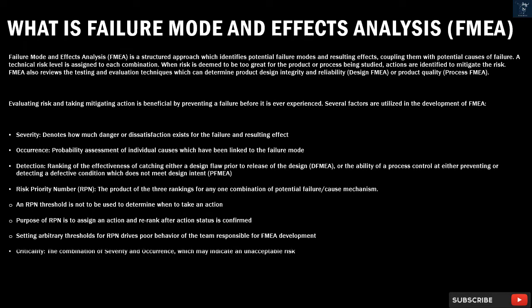Risk priority number (RPN). The product of the 3 rankings for any one combination of potential failure cause mechanism. An RPN threshold is not to be used to determine when to take an action. Purpose of RPN is to assign an action and re-rank after action status is confirmed. Setting arbitrary thresholds for RPN drives poor behavior of the team responsible for FMEA development.